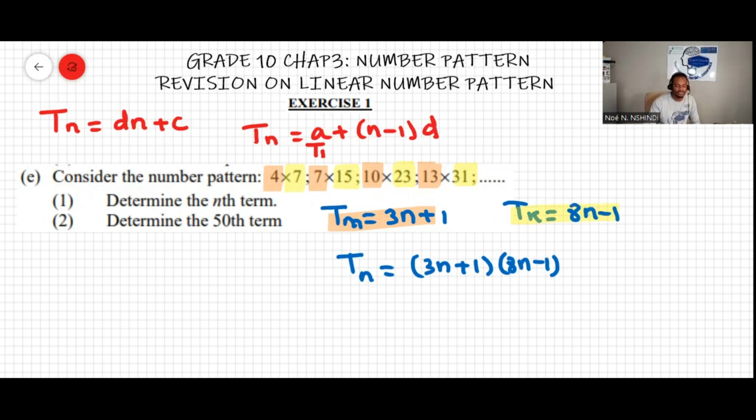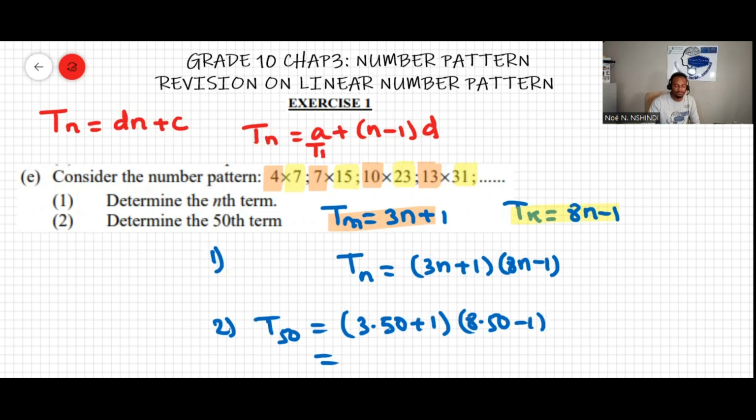Now that was question 1. Now question 2, to find the fifth term, I'm just going to say T5, where we substitute n by 5. So this makes 16 multiplied by 8 times 5 is 40 minus 1, which is 39. I can stop there. Thank you.